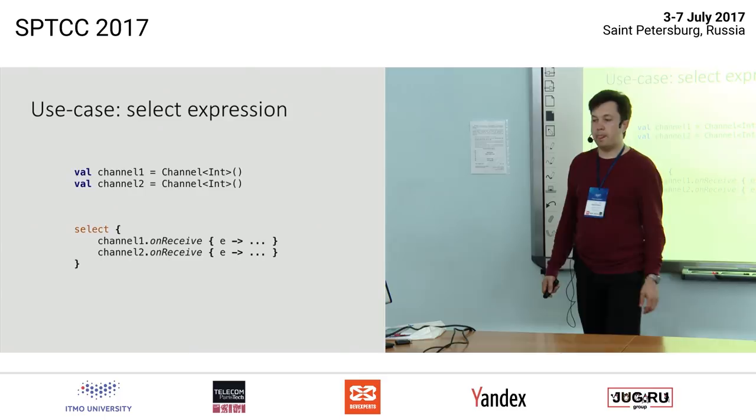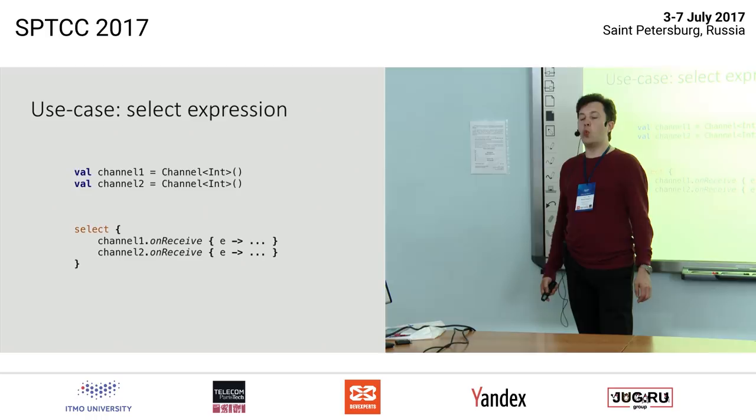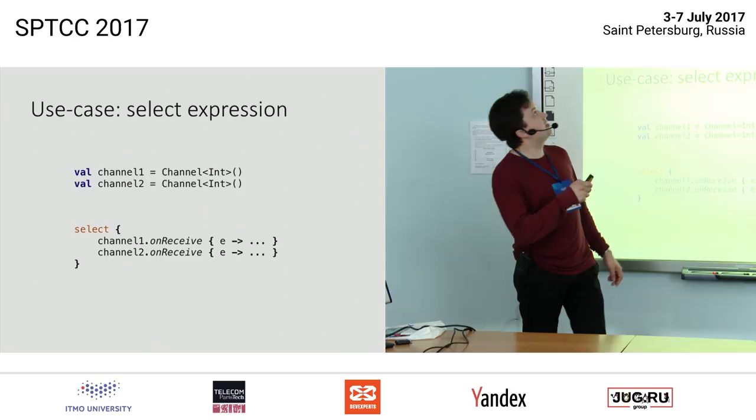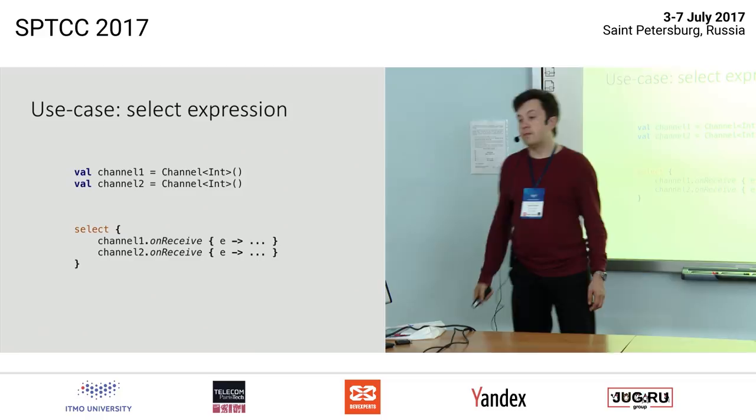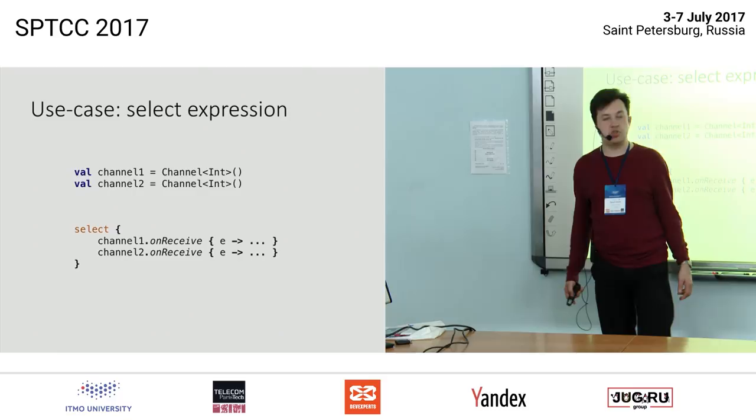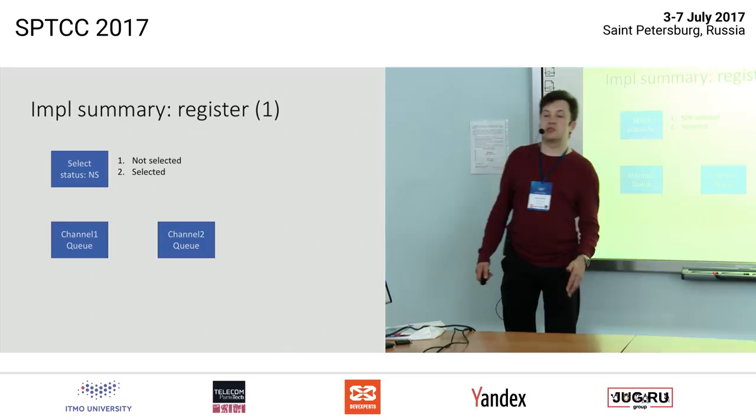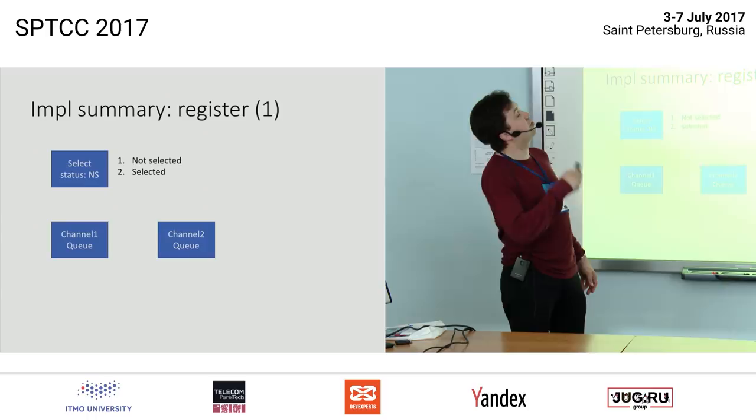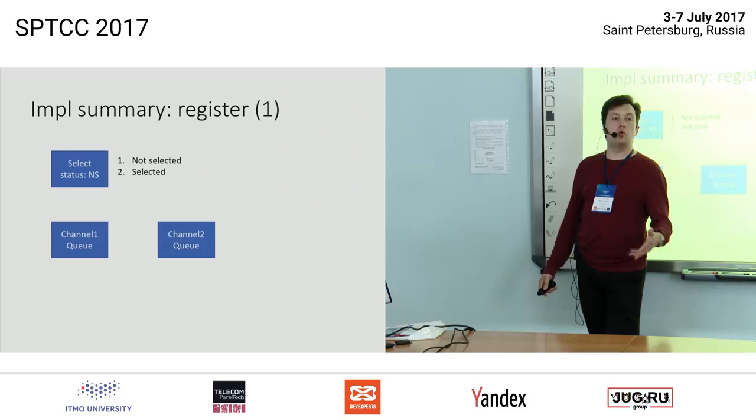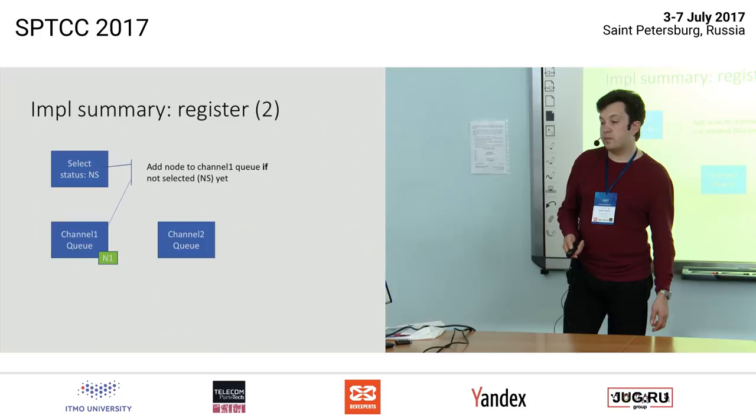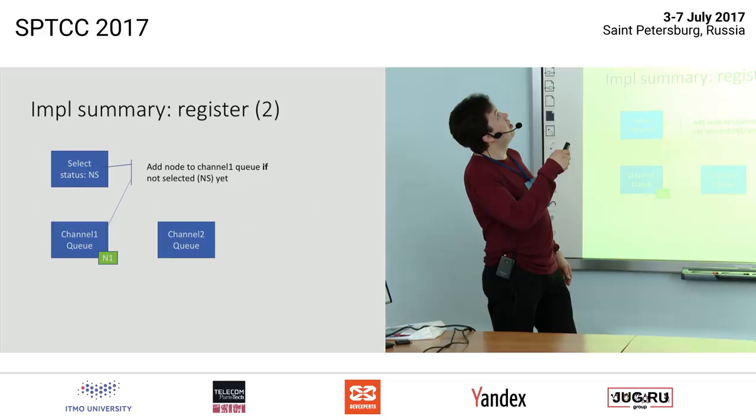The motivation is that we want to be able to wait on multiple channels simultaneously. We want to be able to say select, and if something is received on the first channel, do this; if something is received on the second channel, do that. How do we implement waiting on multiple channels? First, we have to register ourselves as waiting for receive. To do that, we have a status object for the whole receive operation, which is either not selected yet or selected, when we already know which channel we receive the element from. So we add a node to channel one only if the select is not selected yet.